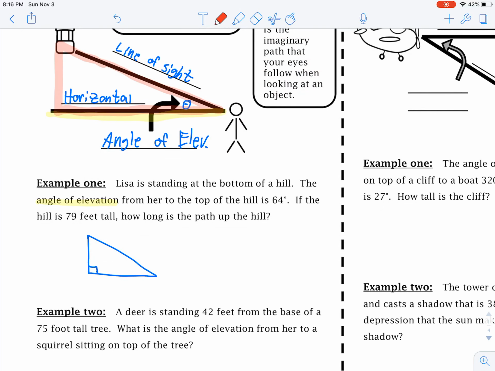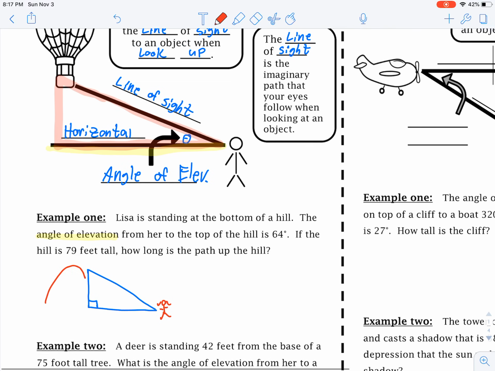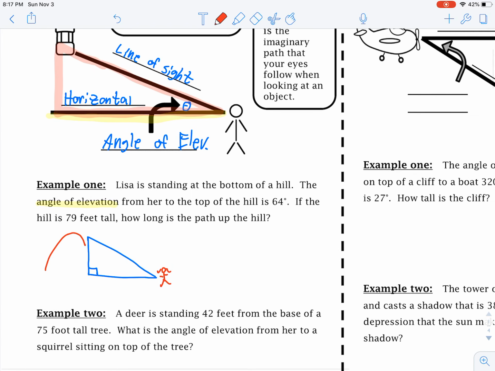Okay, so now we got to take our vocabulary words or our description of our path or whatever we're doing, and we're going to kind of draw around this triangle, okay? So they said Lisa is standing at the bottom of the hill. So at the bottom of the hill, I'm going to draw Lisa. Here's her hair, see? Okay. All right, she's standing at the bottom of the hill and looking at the top, okay? So here's the top of the hill. All right, and they said the angle was, well, if we looked at the top where our angle of elevation was, it's in the bottom right hand corner, and they said it's 64 degrees, so I'm going to label this 64 degrees.